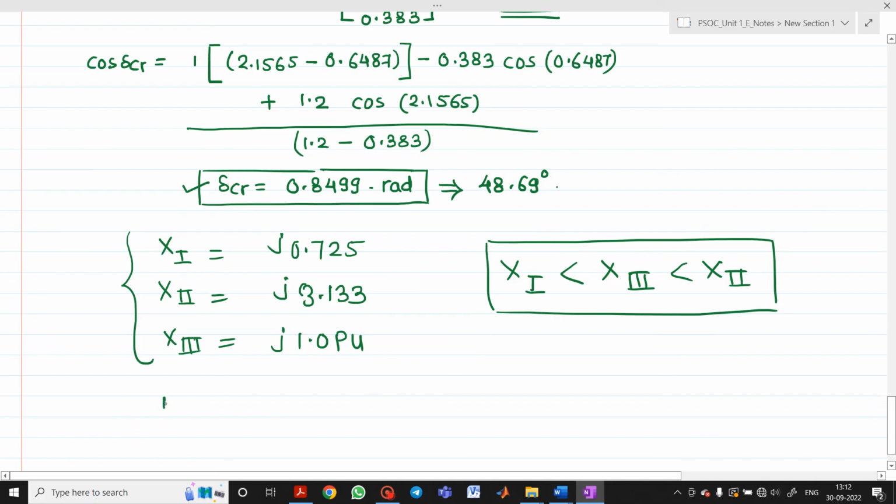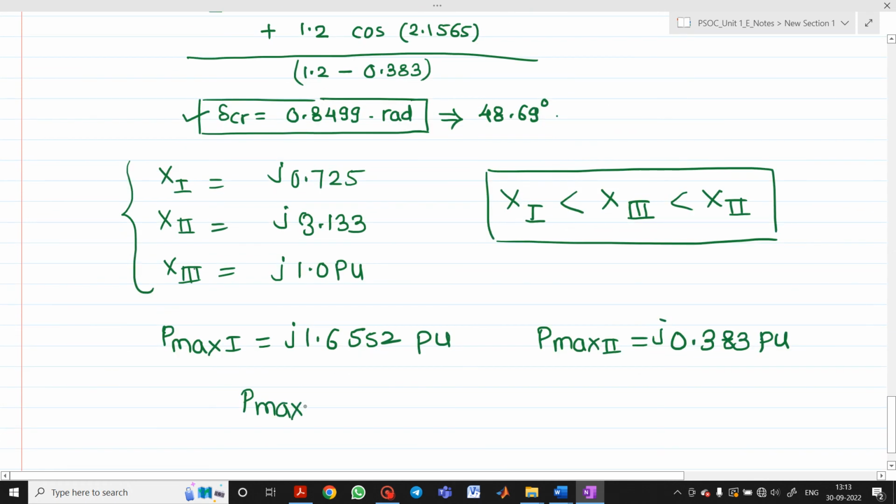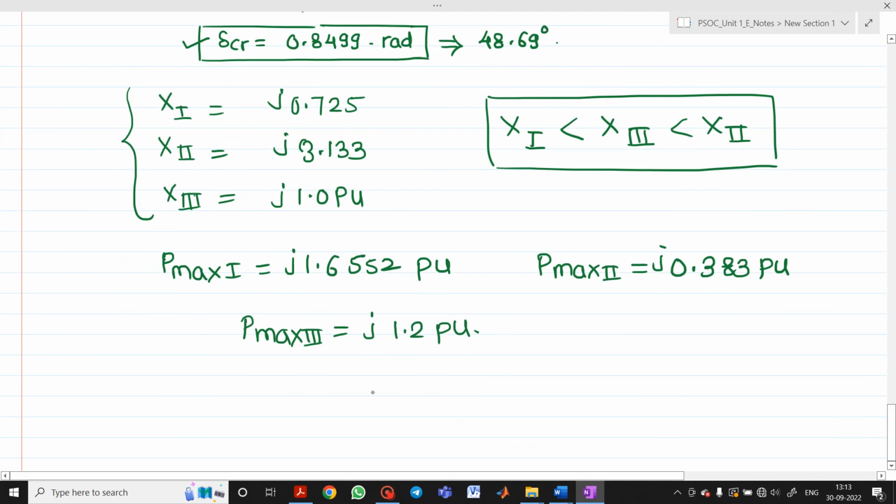Similarly, what was the Pmax 1 value you got? It was j1.6552 per unit. Pmax 2 value, the maximum power transfer during fault, was drastically reduced. It was 0.383 per unit. And Pmax 3 was j1.2 per unit. So what relation did you observe? Again, this is a very important relation which might be asked in oral examinations. Pmax 1, Pmax 2 and Pmax 3. Which one is the smallest? Yes, Pmax 2 is the smallest, then Pmax 3 and then Pmax 1.